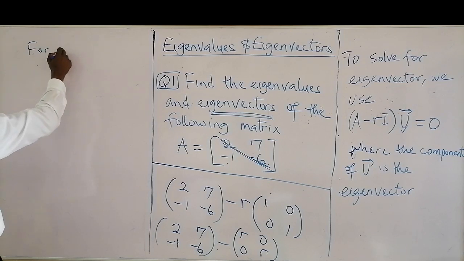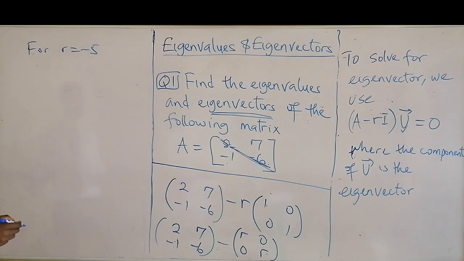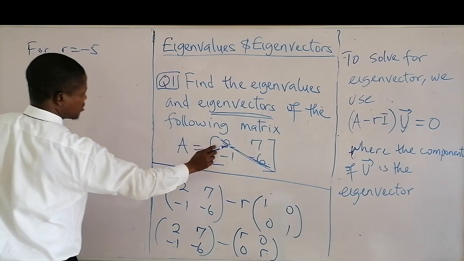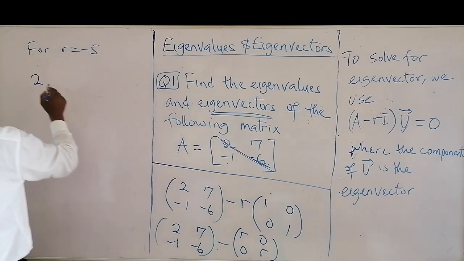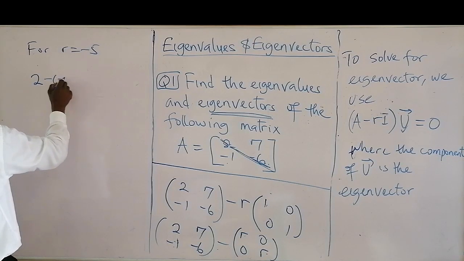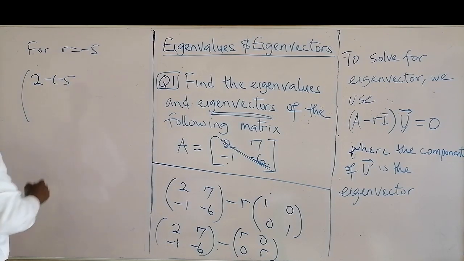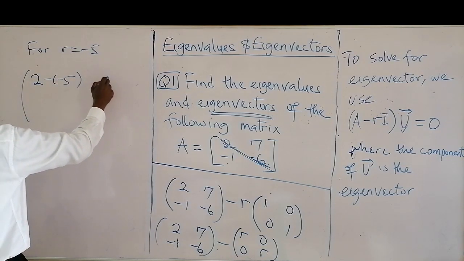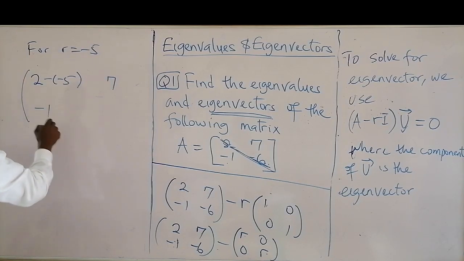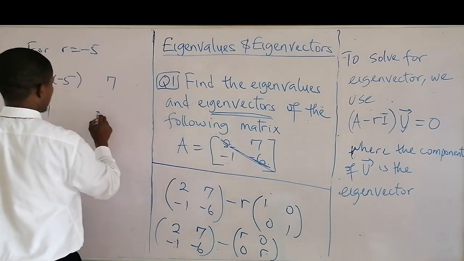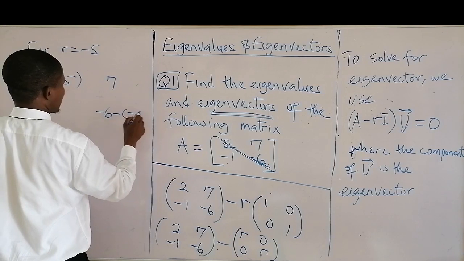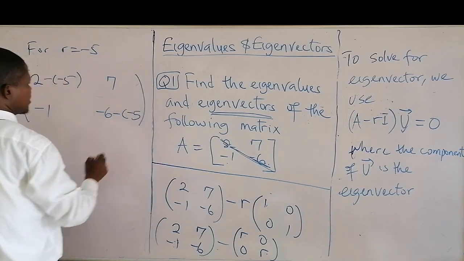So for r equal to minus 5, let's solve that. Choose the leading diagonal, minus 5, 7, minus 1. Here we have minus 6, so minus 6 minus 5.